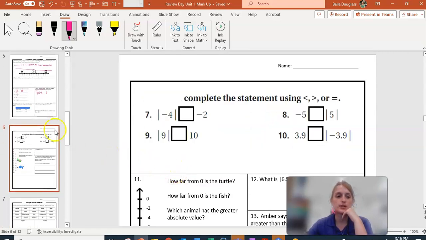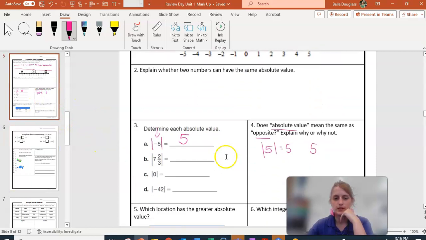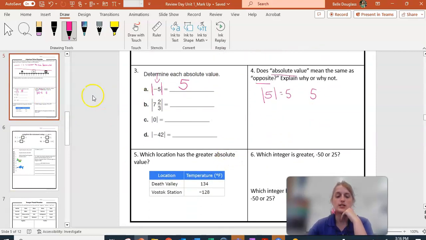Which location has the greater absolute value? In order to have a great, which means big, absolute value, you need to be far away from the number 0. So Death Valley, we want to find the absolute value of that. How many spaces away from 0 is that? I don't know how to say this one, Vostok Station, don't know where that is, has an absolute value. Figure that out. Tell me which one has a bigger absolute value.